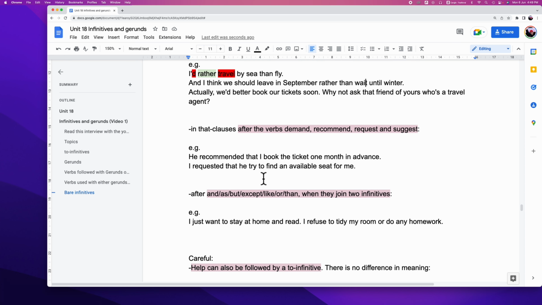After a that clause. After these four color reds, let's take a look. What are they? First, demand, recommend, request, as well as suggest. He recommended that I book the ticket one month in advance. So here, the word book has to use a bare infinitive. However, let's take a look at this example, request. Even though we have the subject he, we still use the bare infinitive. Request that he try to find an available seat for me.